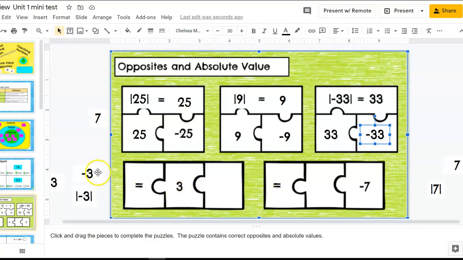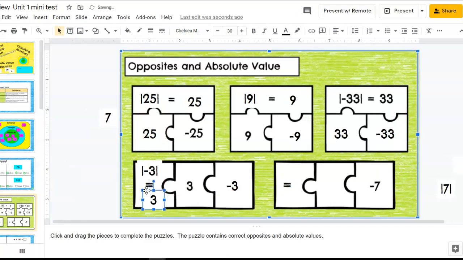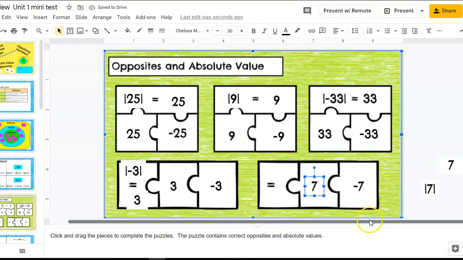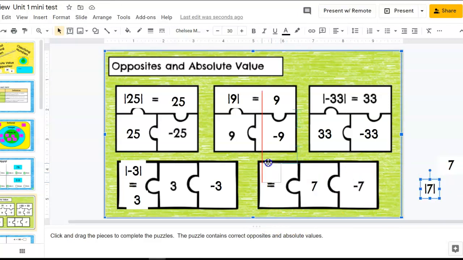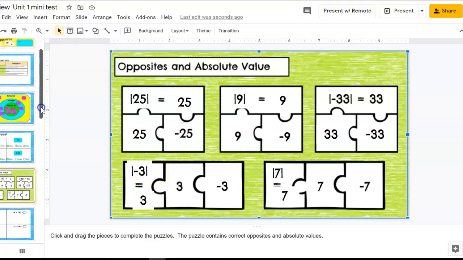So here, the opposite of 3 is negative 3. We're going to do a little bit something different with this one. I want you to take the absolute value of 3 and put it right here. The absolute value of 3 is actually 3. So we're going to put that here. Now, the opposite of negative 7 is positive 7. The absolute value of 7 is positive 7. So this is opposites and absolute values. Let's go to the next slide.